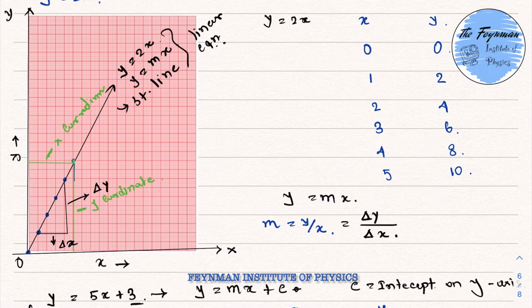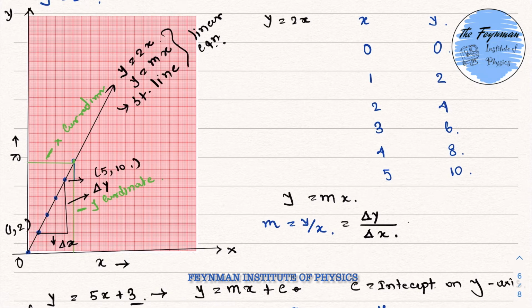And in this case we can see that the coordinate of this point was 1.2, and the coordinate of this point is 5.10.